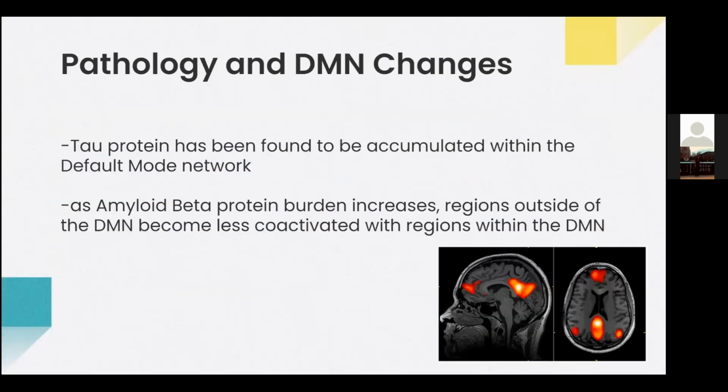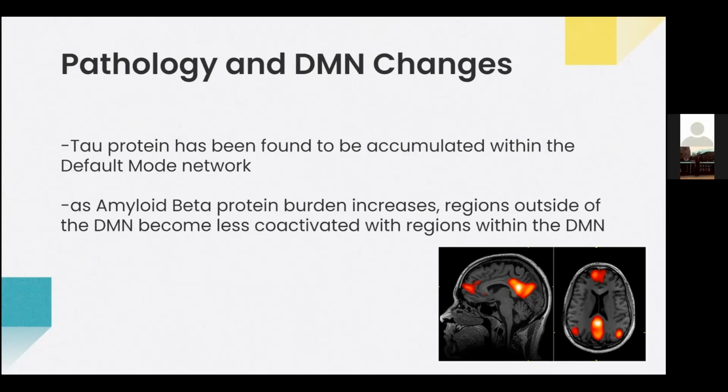So some things about the pathology and the default mode network changes and how these two correlate with each other. Tau protein has actually been found to accumulate within the default mode network, which means that as the tau protein increases in an Alzheimer's patient, the default mode network is more severely impaired. And scientists don't know why this is.